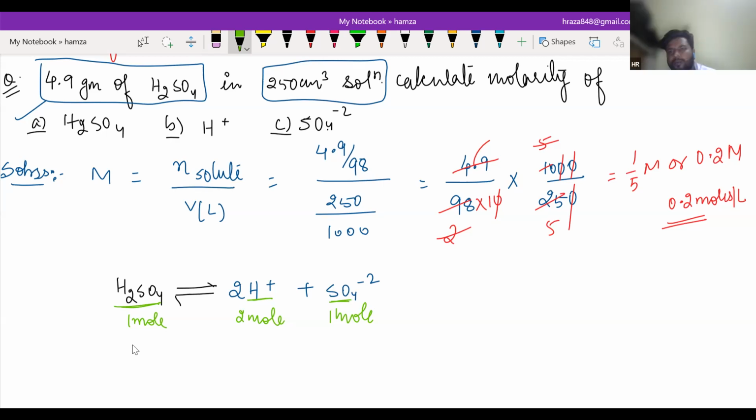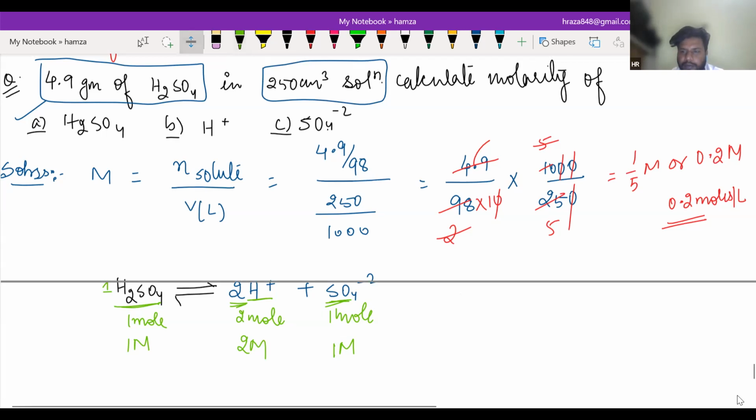Now see, in the same way we do molarity. 1 molarity of H2SO4 will give 2 molarity of H plus and 1 molarity of SO4 minus 2. Are you getting it? 1 molarity, 2 molarity, and 1 molarity. We did it in the same way as we did for 1 mole. Hamza. Yes, sir.